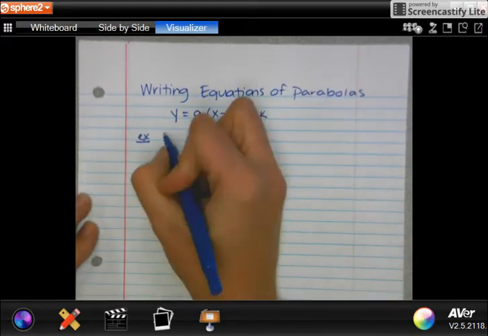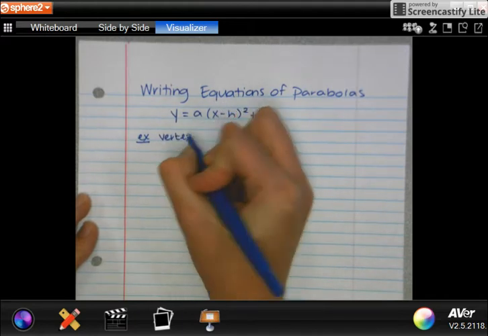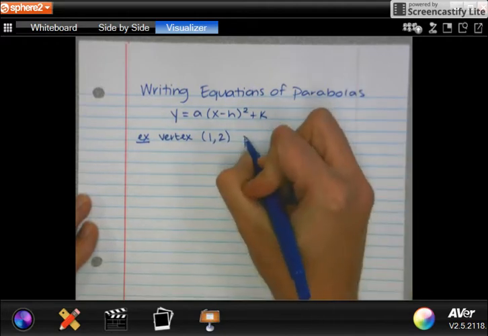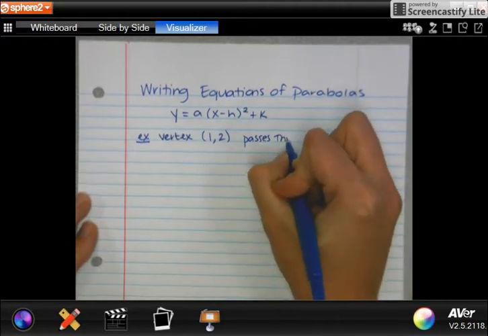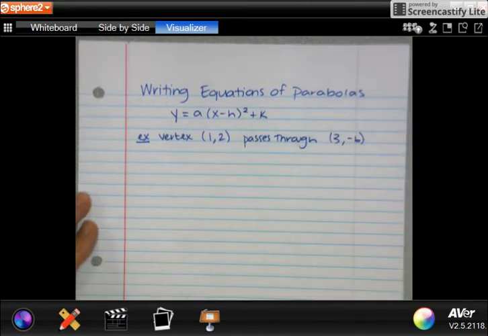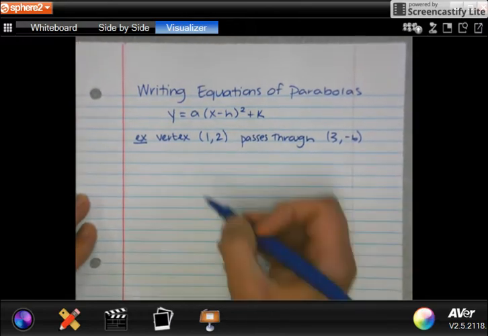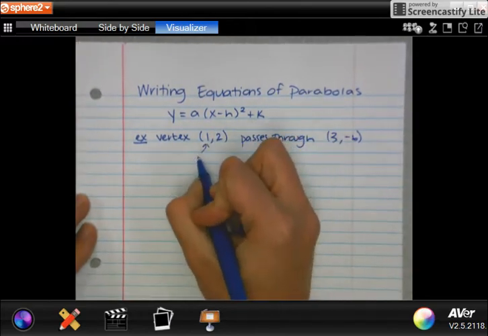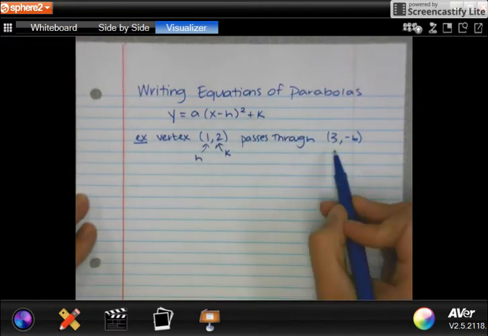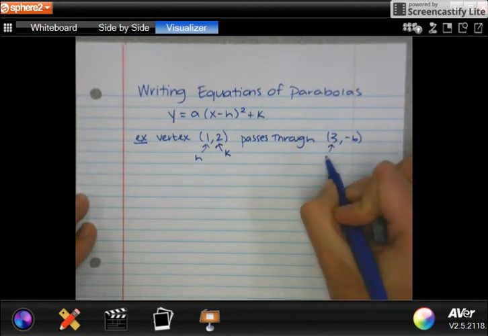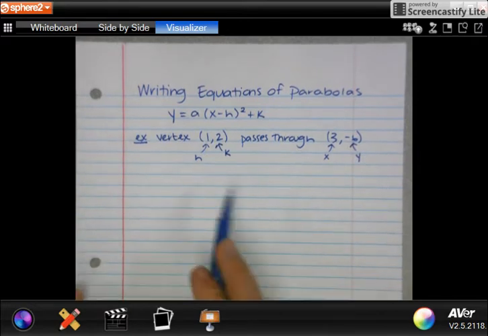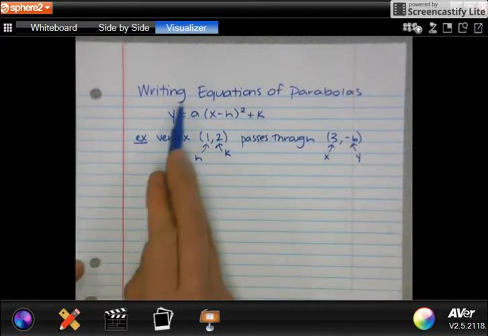So we're going to be given information. In this case, we're given the information that the vertex of the parabola is (1, 2), and then it passes through, this is just a random point, (3, -6). So because we're given the vertex, I know that in my equation up here, in vertex form, that represents h and k. And then we're given this random point, and the coordinates of a point, of an ordered pair, are the x and y.